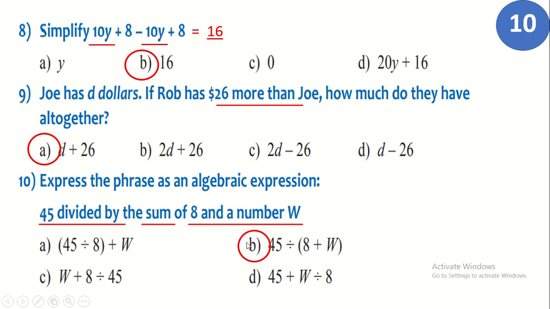45 divided by 8 plus W. 8 plus W, you have the sum. You add first, then 45 divided by the sum. Correct, students? Okay, this is your answer for number 10.